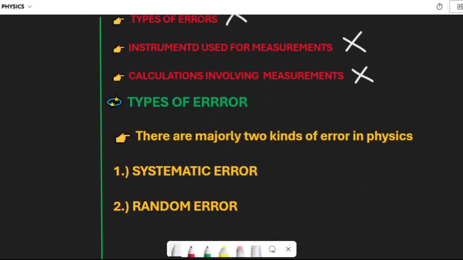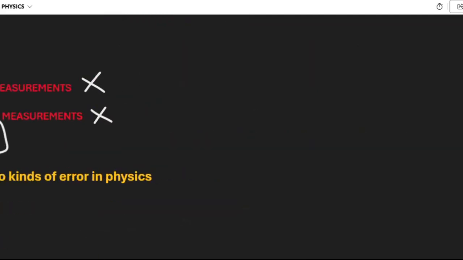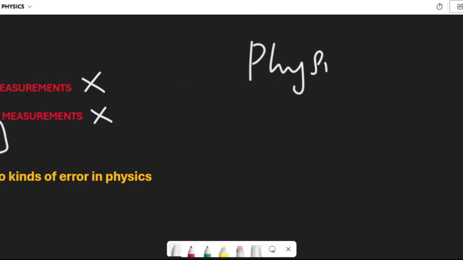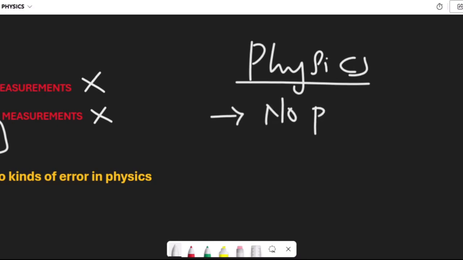The very first thing we are going to learn is types of error. Before we move on to types of error, I want us to understand that in physics, no measurement is perfect. That means it is believed that there is no calculation that is perfect. It's either there is a slight change in the calculation or there is a slight change in the instrument.